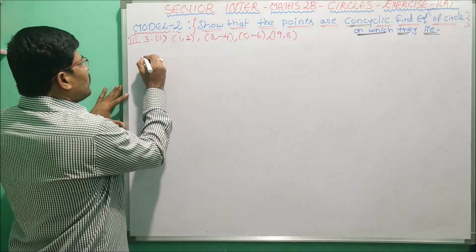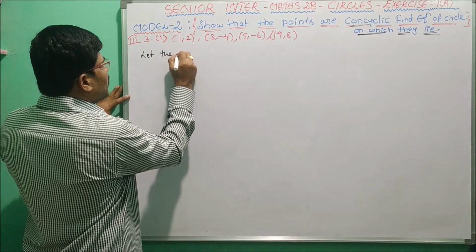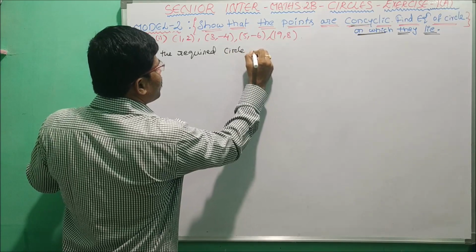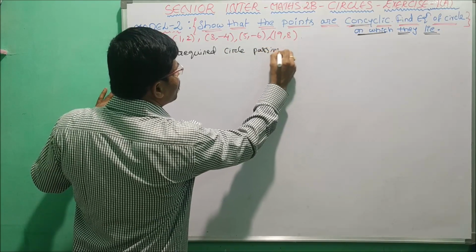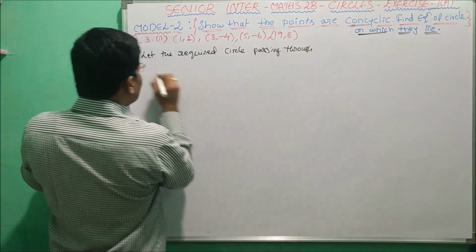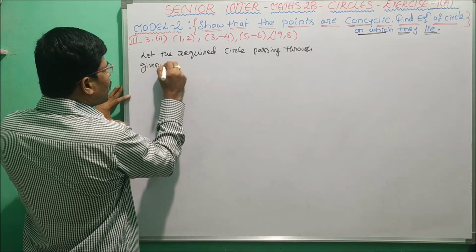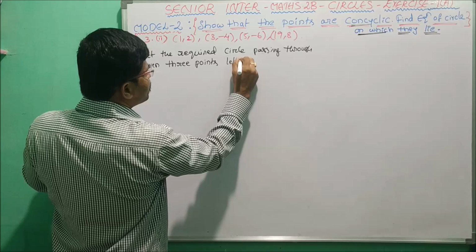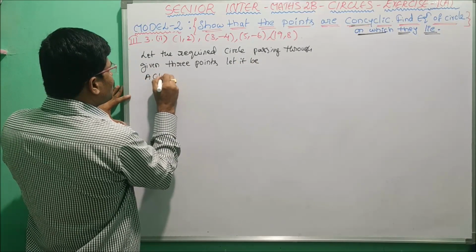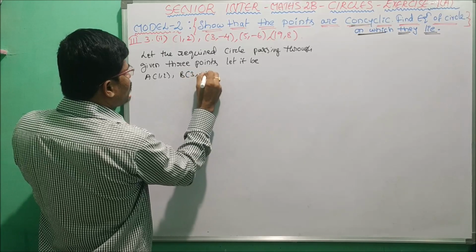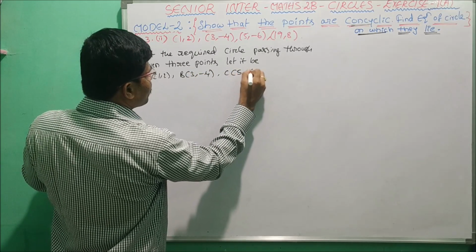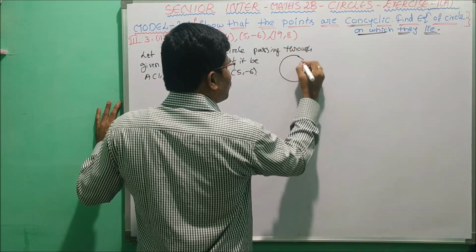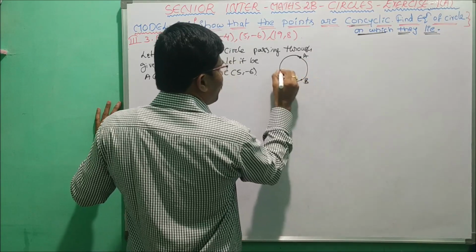The next problem is, let the required circle pass through the given 3 points. Let them be A(1, 2), B(3, -4), C(5, -6). And also here we take one circle. This is A, this is B, this is C.